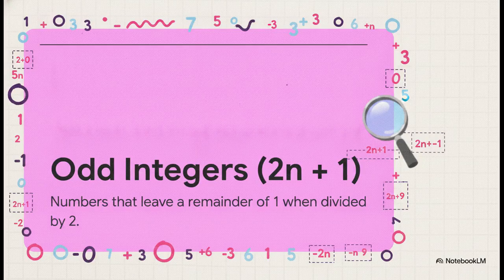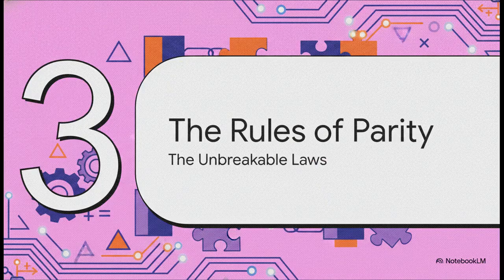And of course, that brings us to odd numbers, which are really just the neighbors of even numbers, making up the whole other half of our integer universe. We write this mathematically as 2n plus 1 or 2n minus 1. You know these guys. They're your 1s, 3s, and 5s, and similarly your -1s, -3s, and -5s. They are simply the rebellious numbers that completely refuse to be cleanly divided in half. All right, moving into part 3, the rules of parity, the unbreakable laws.